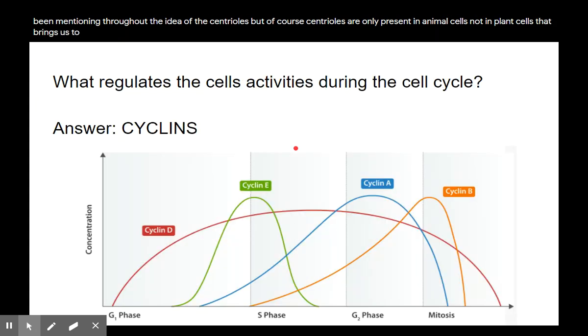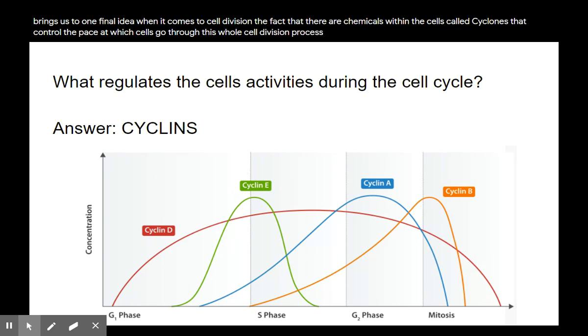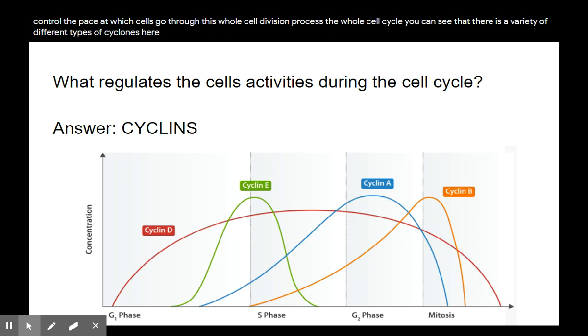That brings us to one final idea when it comes to cell division, the fact that there are chemicals within the cells called cyclins that control the pace at which cells go through this whole cell division process, the whole cell cycle. You can see that there is a variety of different types of cyclins here in this picture labeled cyclins A, B, D, and E, and that they rise and fall at different points in the cell cycle and essentially push cells through that cycle.